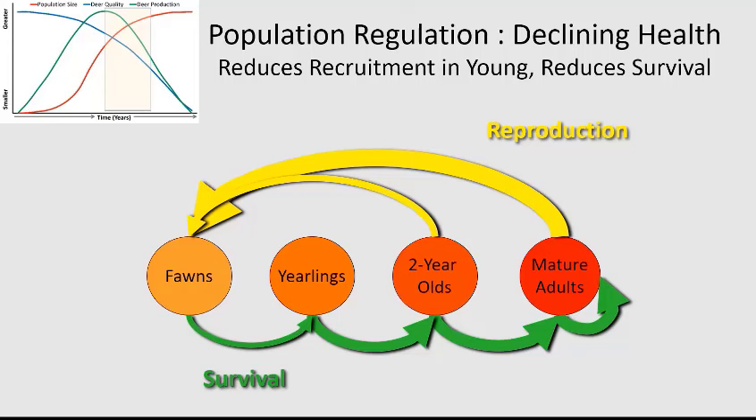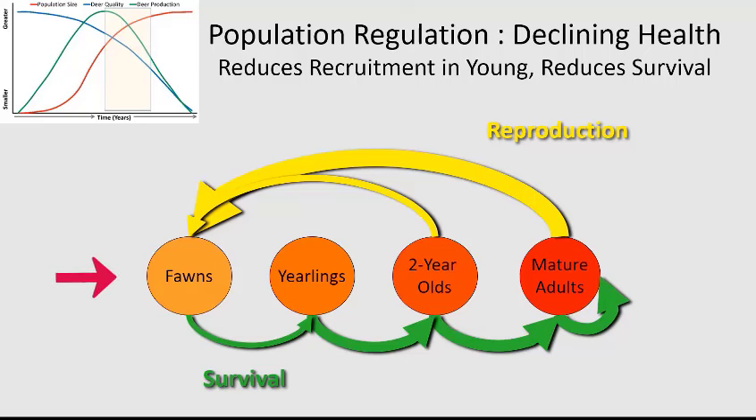The red line, the deer population size is still increasing, but the health of the deer and the net addition of new deer into the population each year is actually going down at this point. And that's represented by this figure.